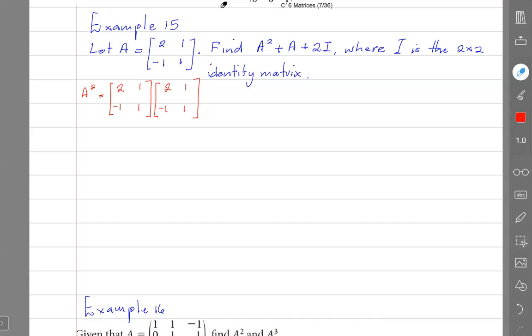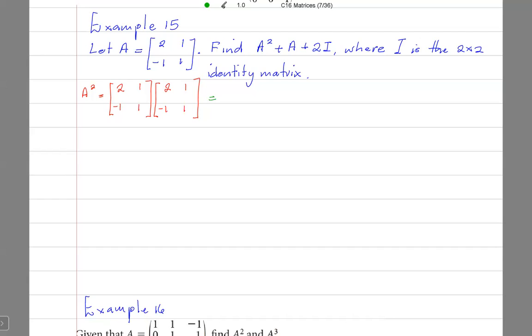Whenever we multiply two matrices, we multiply the rows of the first matrix by the columns in the second matrix. And every time we multiply a row by a column, we get an element in the answer. How do we multiply a row by a column? We multiply the first element in the row by the first element in the column, then the second element in the row by the second element in the column. So let's do that now.